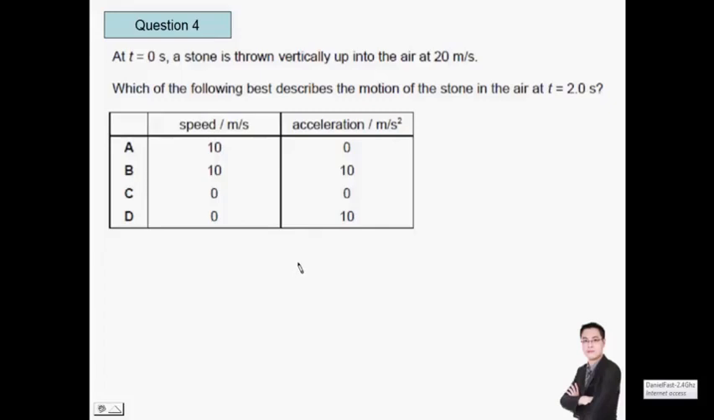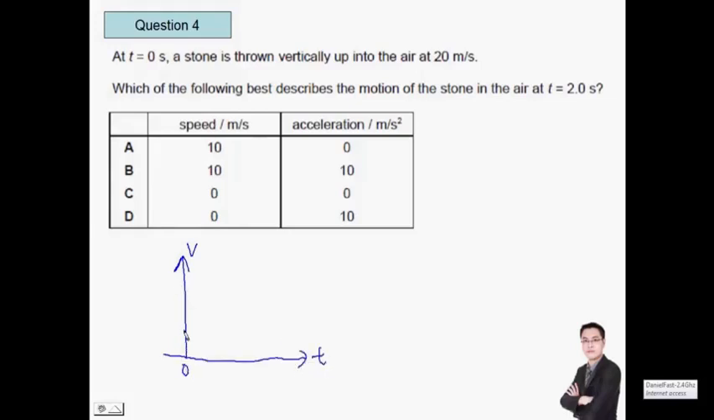Question 4. At time t equals 0 seconds, a stone is thrown vertically up into the air at 20 meters per second. Which of the following best describes the motion of the stone in the air at t equals 2 seconds? In order to answer this, we can draw the velocity time graph of the stone.